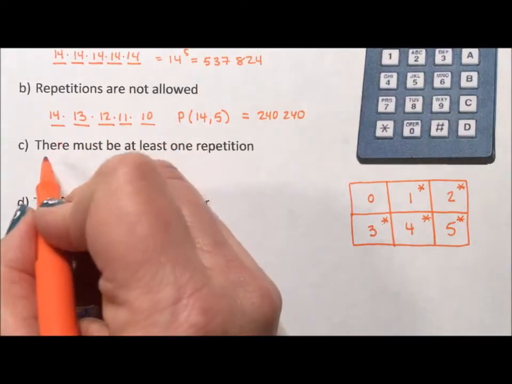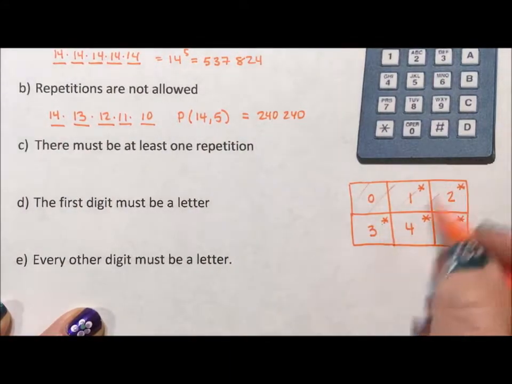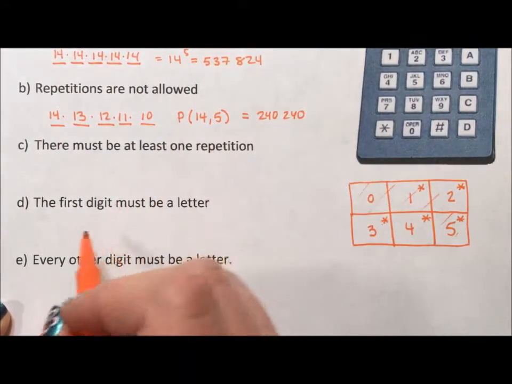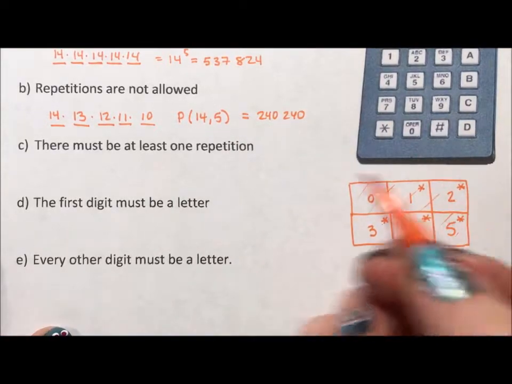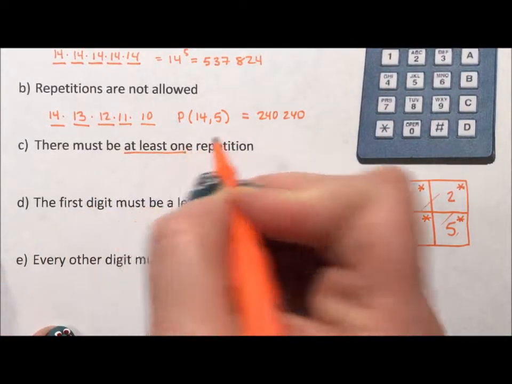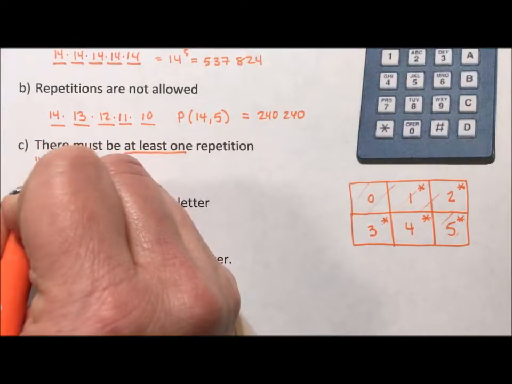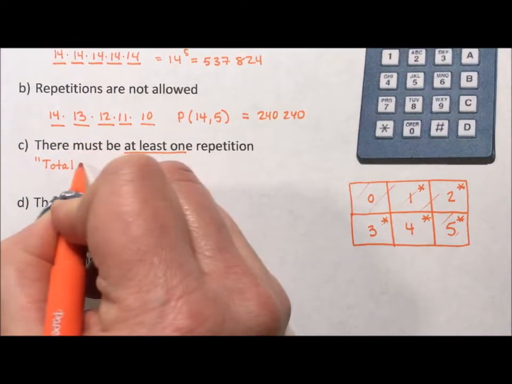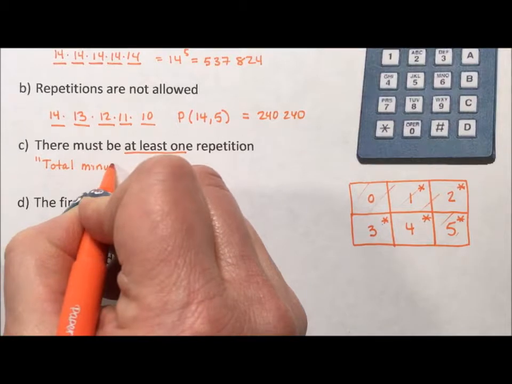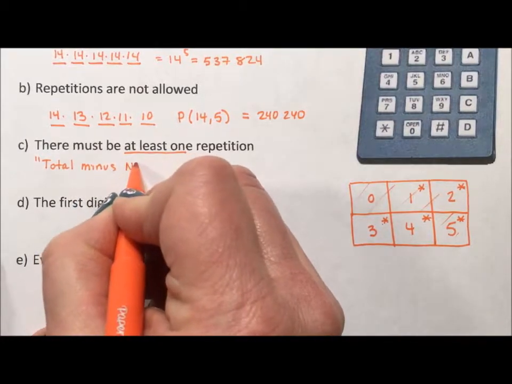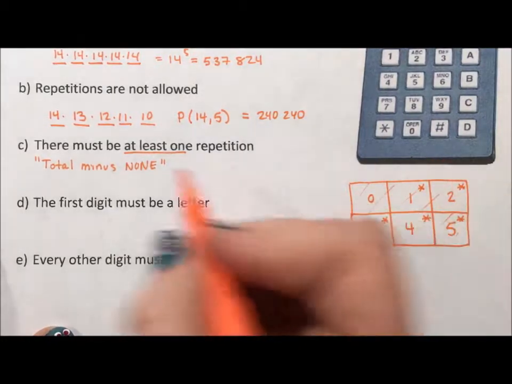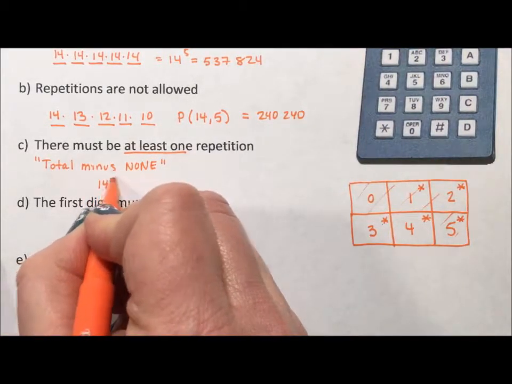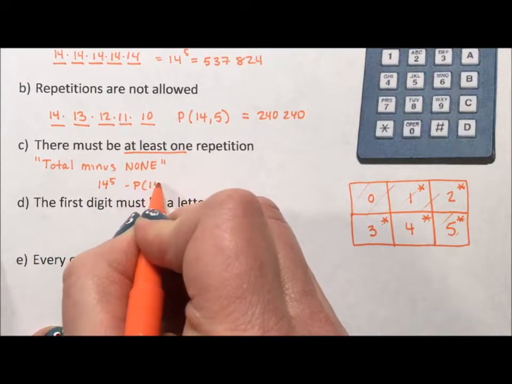or I could calculate the total, which I just did up here, minus 0, which I did right there, and subtract them. So every time I see the words at least 1, in my head I think total minus none. So to do total minus none, really we're doing 14 to the power of 5 minus the permutation of 14, 5.